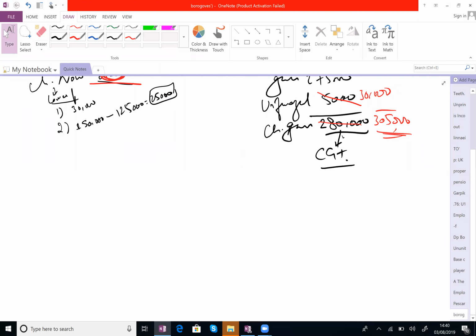So land and building, plant and machinery, goodwill if named, if you are selling these things, and you are purchasing new land and building or plant and machinery, then rollover and holdover relief should come to your mind.